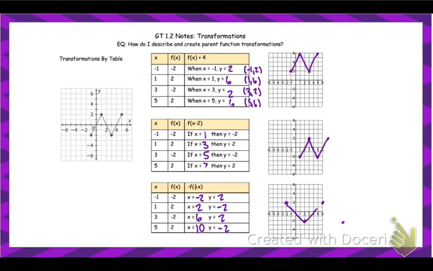So you can see, even though there's a 1/2, that has horizontally stretched this graph. The vertical height has not changed, but the distance from left to right has gotten wider. So that is a horizontal stretch. This graph also has been reflected over the x-axis because it's been flipped up and down.